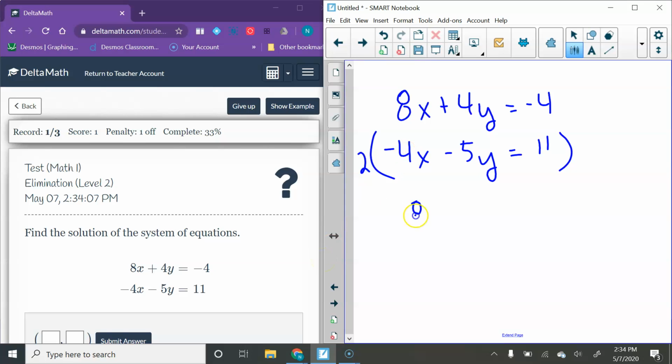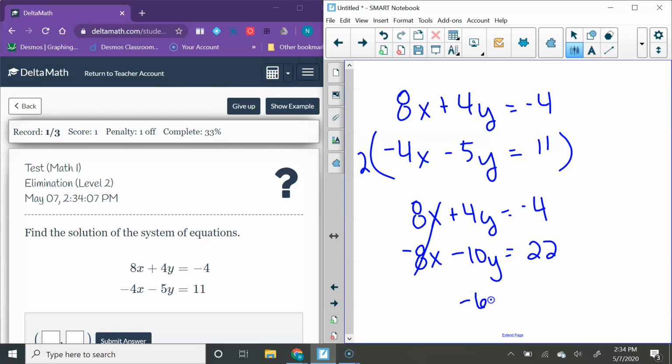So the top equation is going to stay the same. 8x plus 4y equals negative 4. And on the bottom, I'm going to have negative 8x minus 10y equals 22. So I multiplied everything in this equation by 2. Now my 8x's will cancel, and I'll have negative 6y equals 22.